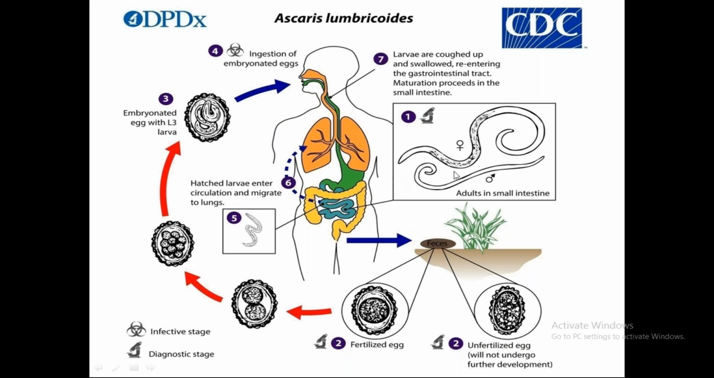Unfertilized and fertilized eggs are passed in the feces. Unfertilized eggs will not undergo any development. The fertilized egg forms the larva again, the embryonated egg with L3 larva. This is ingested by the oral cavity. From there it reaches the small bowel, then enters the circulation and migrates to the lungs.